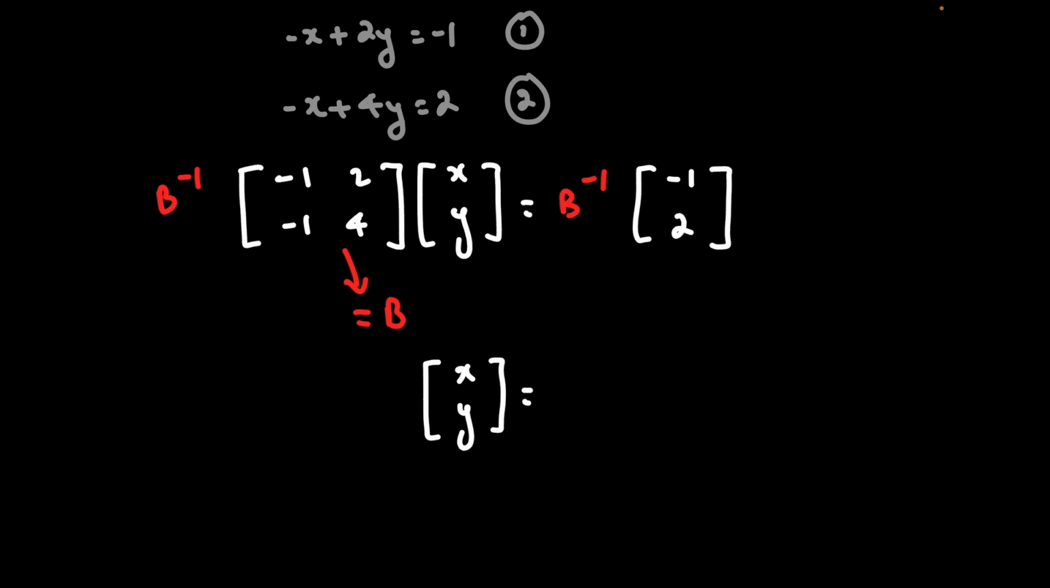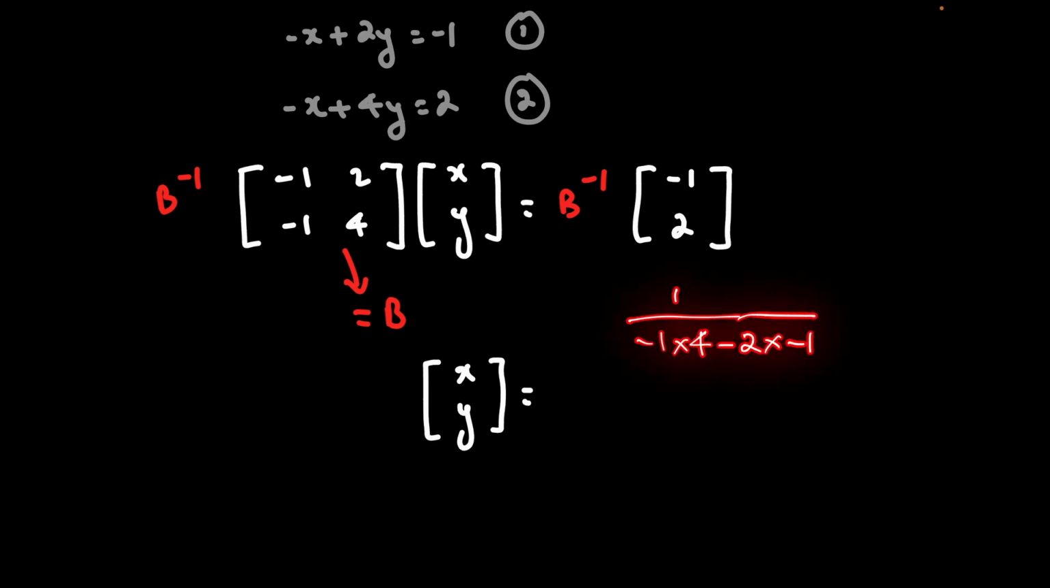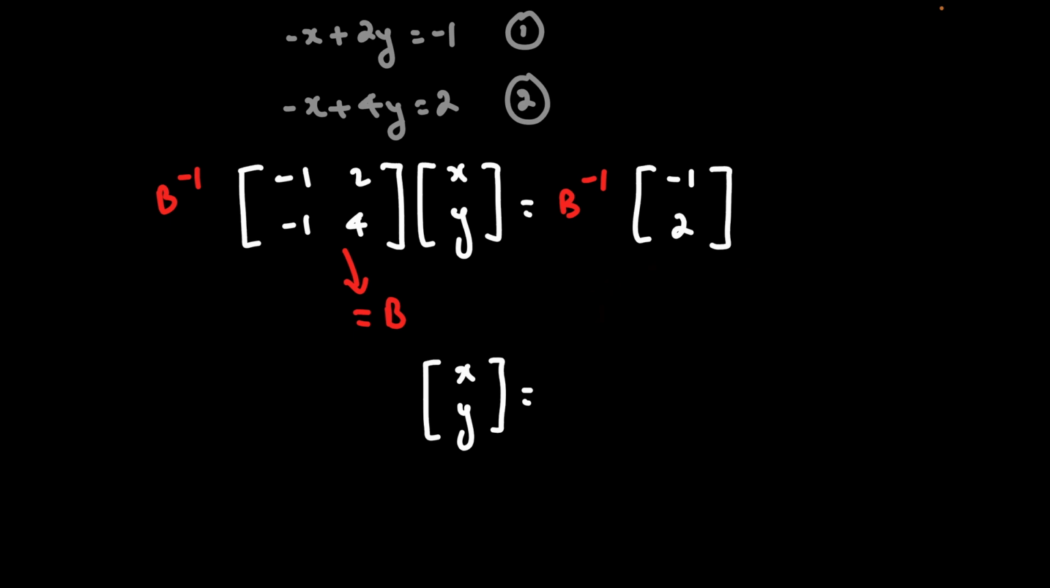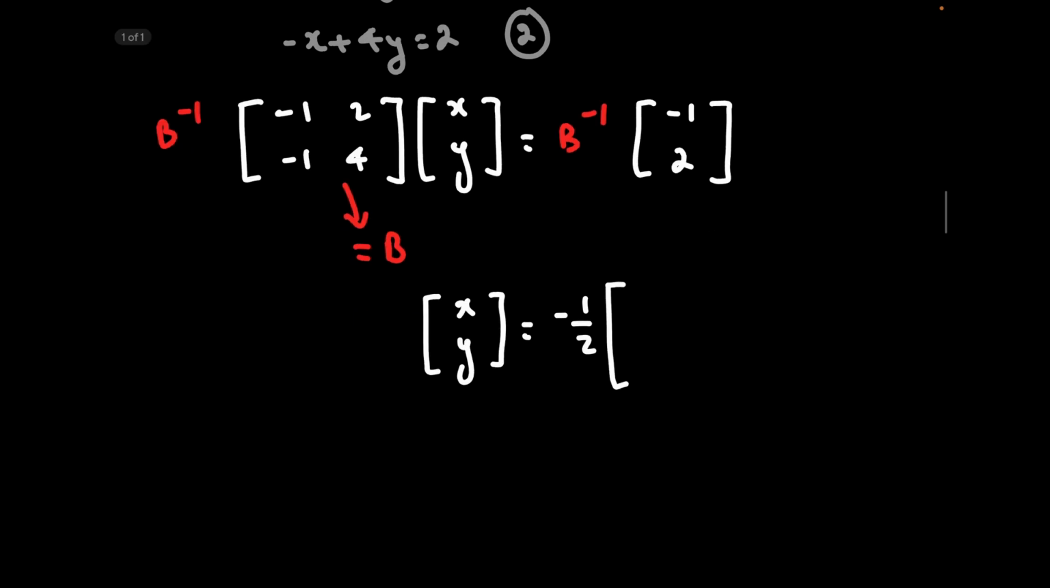So the inverse of B in this case is simply going to be 1 over the determinant of B. So it'll be 1 over -1 times 4 minus 2 times -1. That'll give us 1 over -4 plus 2. That'll give us -1/2. And then we can times it by the matrix where we swap A and D and change the sign of B and C. So 4, -2, 1, and -1. Times this by -1, 2.